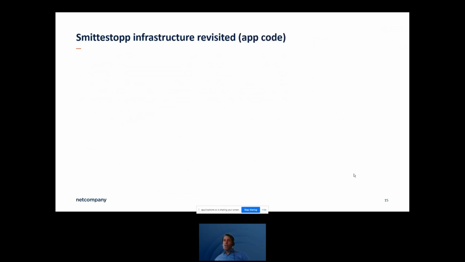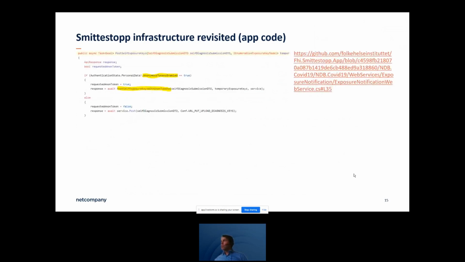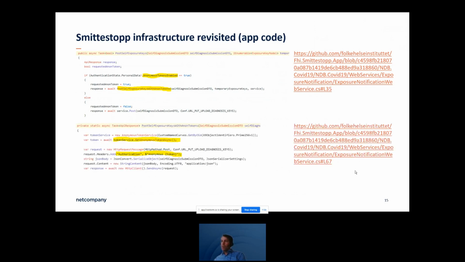And if you want to dive into the app code and see how this works, I'll just give you a brief introduction to where you should go. When you post the exposure key to the backend, the app, as you can see here, asks, are anonymous tokens enabled? In case it is, we decide to use anonymous tokens in the request. Further down, for actually posting the keys to the backend, we request this anonymous token.